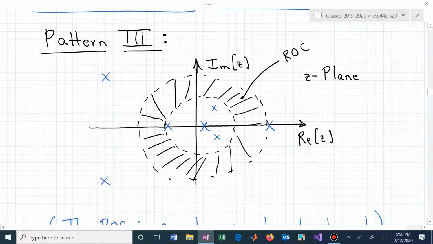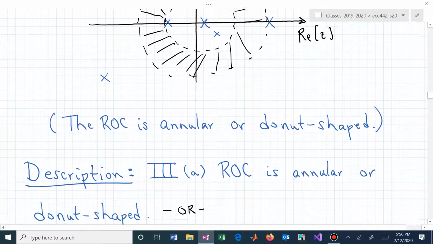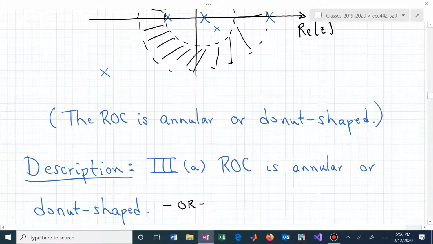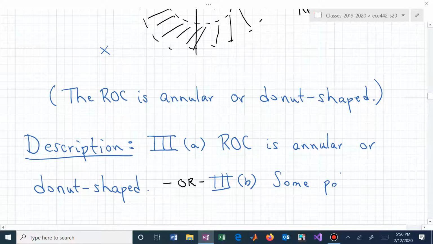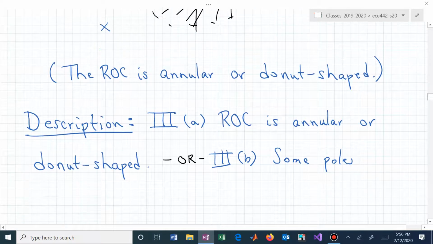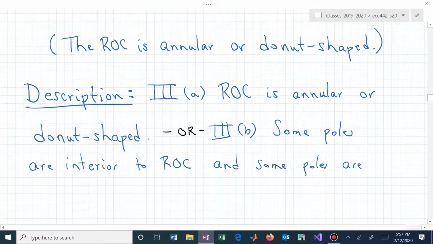Now, how am I going to say this? The region of convergence is annular or donut-shaped, and the first description is that ROC is annular or donut-shaped, or another way of describing that might be to say some poles are interior to the region of convergence, and some poles are exterior.